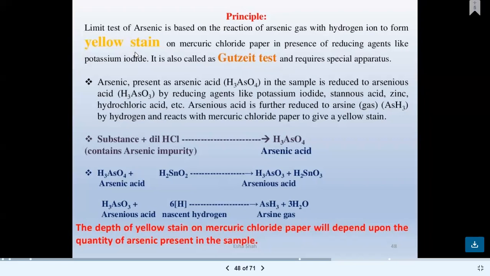All the limit tests, we are going to perform by the comparison method. Either we compare the turbidity formed, or we compare the color change formed, of the test with that of the standard one.